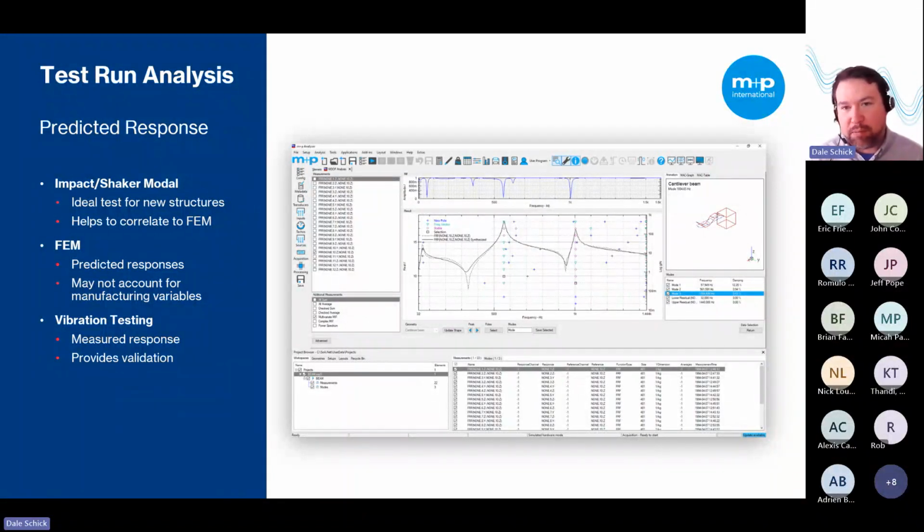So if you're a startup and you're making new experimental spacecraft, you do what you can. You do what you have capability to do. And some minor mixture of a little bit of modal, a little bit of FEM correlation, and vibration testing prior to your acoustic test can go a long way.